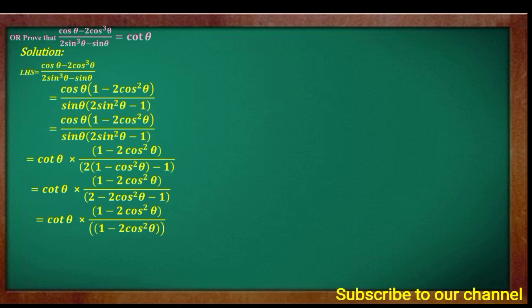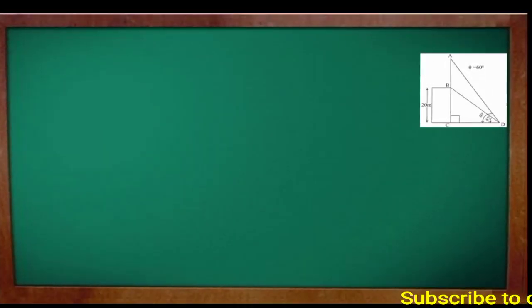These two get cancelled, and it will become 1. Therefore, it will become cot theta, that is the RHS.